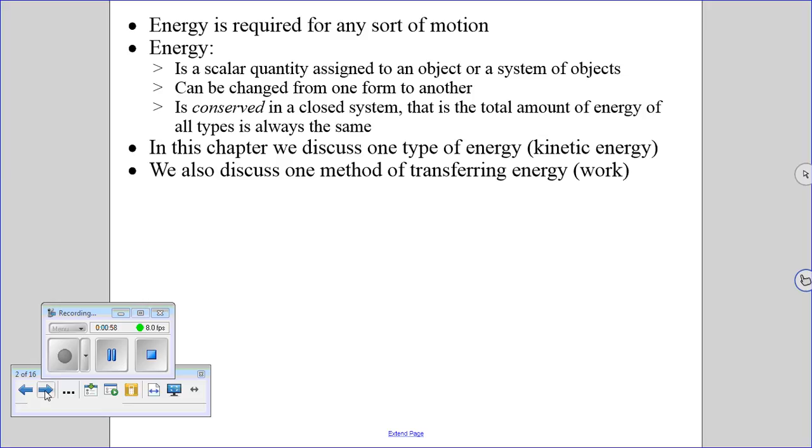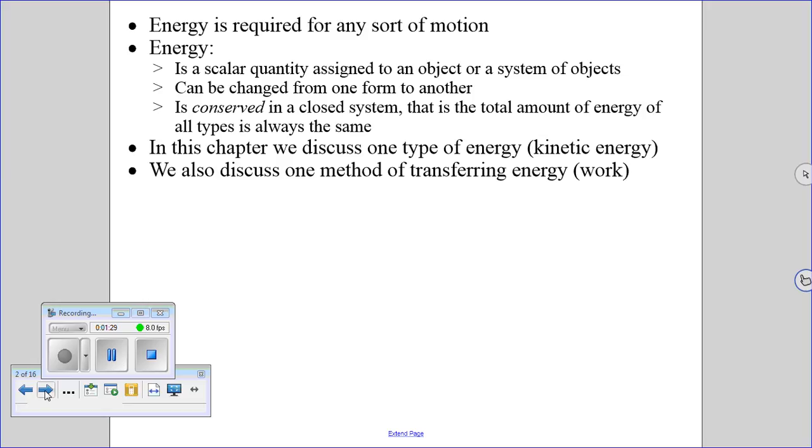Sort of an overarching theme of this chapter is going to be the fact that we can change energy from one form to another, and we can transfer it from one object to another. Essentially that's what work is. Work is you converting energy from one form to another, or one object to another. And finally, this will really come up in chapter 8: the amount of energy you have in a closed system is always going to stay the same. Something doesn't just magically gain energy.